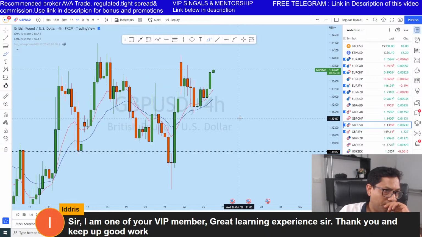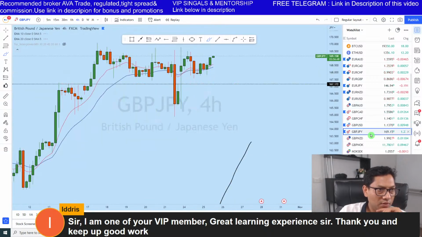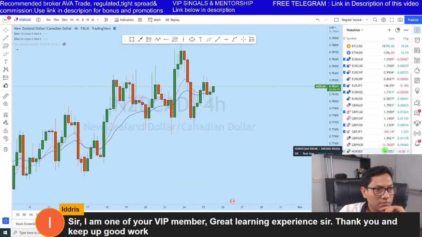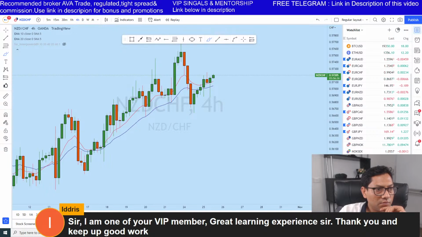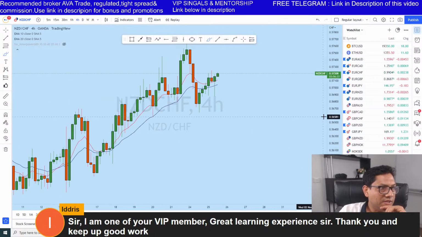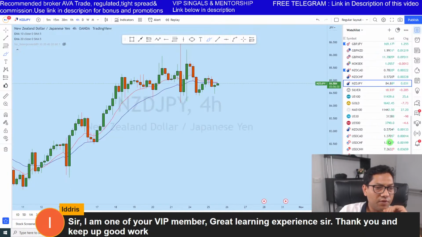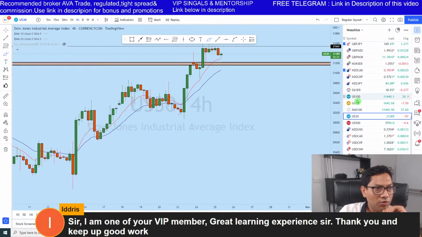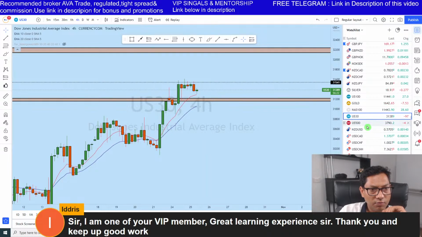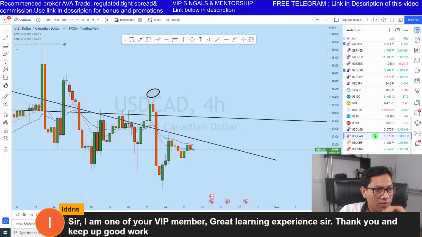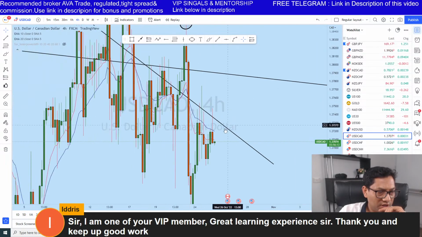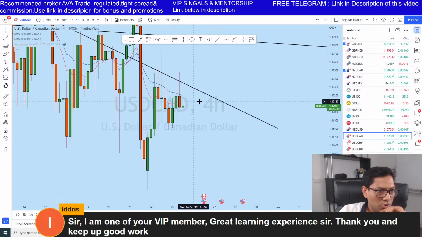GBP looks very bullish now. I'm just looking at all of them. So NZD CHF and Aussie CHF look bullish. Indices, US30 looks bullish. USD CAD looks bearish, creating a series of lower high, close to it is a bearish candle.